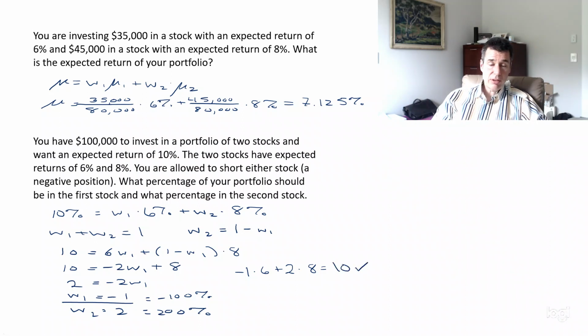And so in this case, in order to achieve a return, and our return is greater than the 2 possible returns in the stocks, we have to short the first stock, the stock with a lower return, and invest all of that money in the second stock.